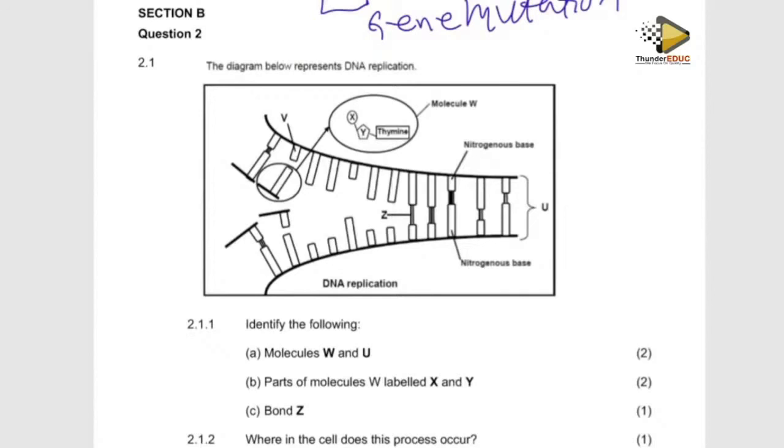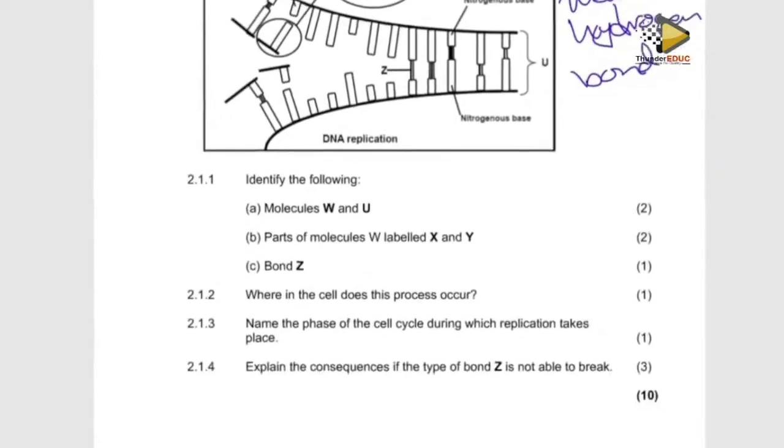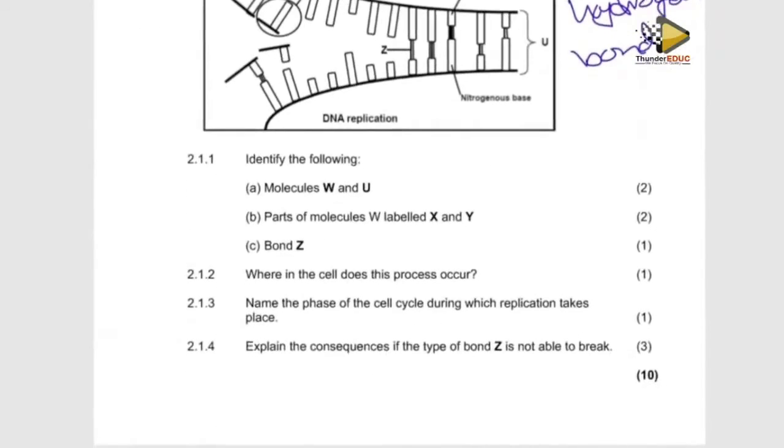And then bond Z. Bond Z is weak. You want to see the word weak: weak hydrogen bonds. If you write only hydrogen bonds, your answer will raise some questions, but we prefer you say weak hydrogen bond. We call that a KO, meaning knockout. When you give that answer, no one is going to question it.